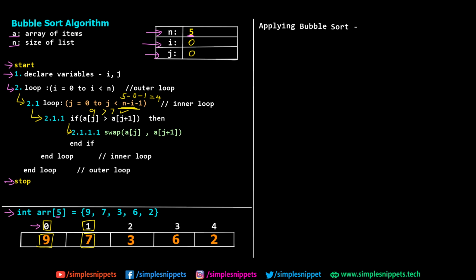Okay, so this is the swapping happening over here. Of course, I have not written the code for swapping because this is just the algorithm, not the complete syntax. When swapping happens, we place 9 over here and we put 7 over here. So let's do this swapping also side by side.